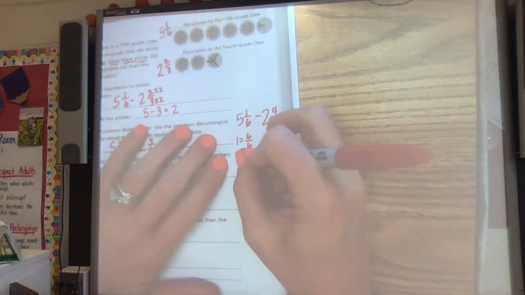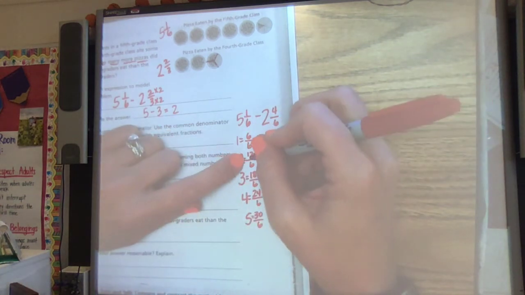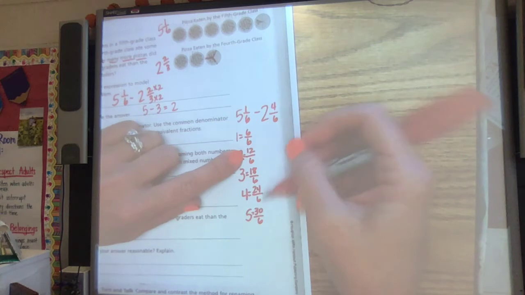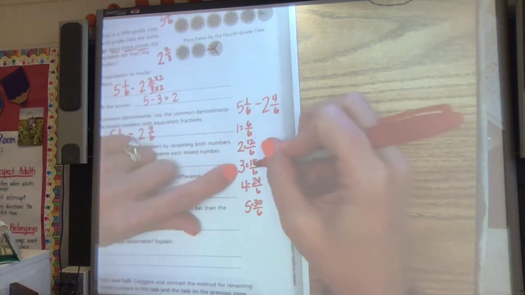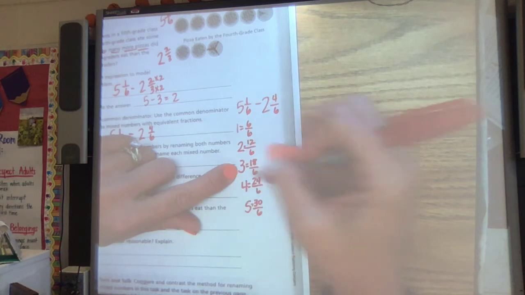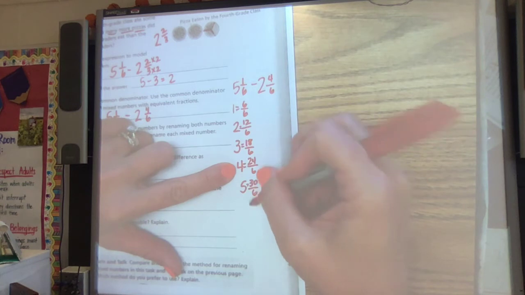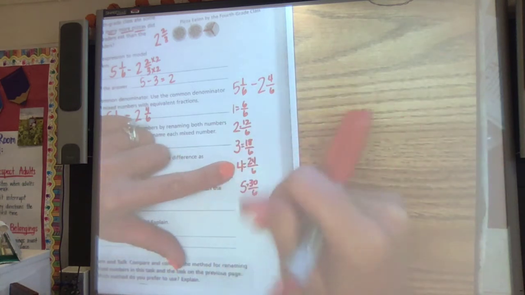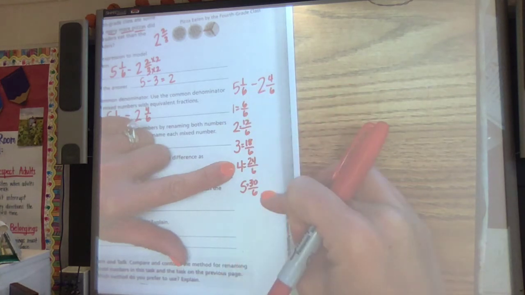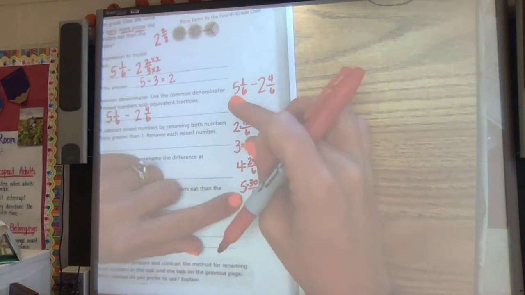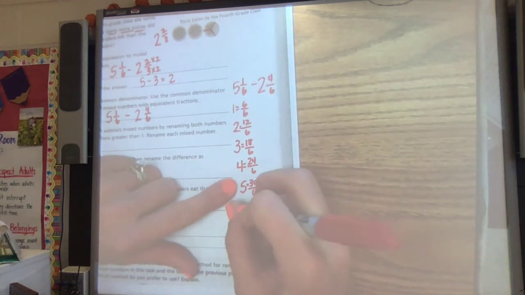Now you might see here and notice, remember I told you a fraction is a division problem? 12 divided by 6 is 2. 18 divided by 6 is 3. 24 divided by 6 is 4. 30 divided by 6 is 5. A fraction is a division problem. We are still representing that same amount in a different way. So 5 wholes would be 30/6 plus 1 more, so that would be 31/6.